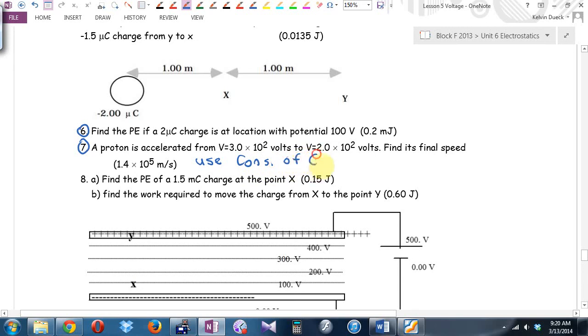conservation of energy, where kinetic energy hasn't changed. What's kinetic energy been since physics 11? Half mv squared. But the potential energy isn't being caused by gravity. The potential energy here is being caused by electrostatics. Potential energy, if you know the voltage, is... This is the equation where you're going to end up with a big V voltage and a little v speed.